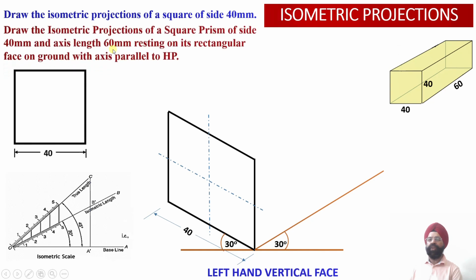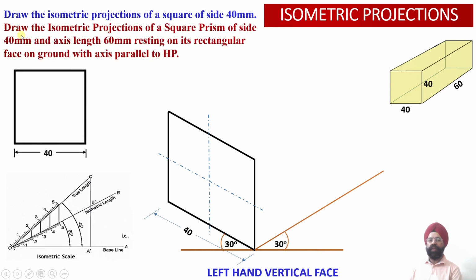Now let us work out the dimensions of the prism. We are required to draw the isometric projections of a square prism having side of the square equal to 40 millimeter. So this side we have drawn, and the axis length is equal to 60 millimeter. That is, this length of the prism I have to draw as 60 millimeter, and this will be drawn along the Z axis over there, right? So it is resting on the rectangular face on the ground. This prism is going to rest on one of its rectangular faces onto the ground.